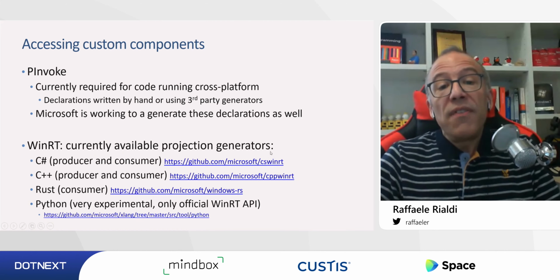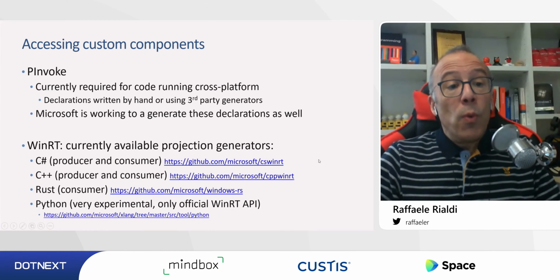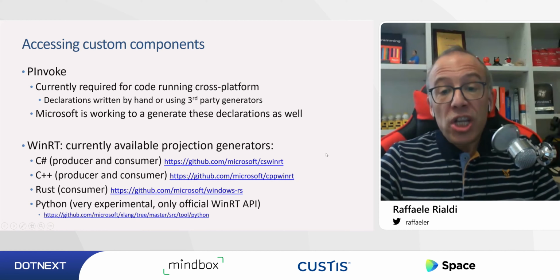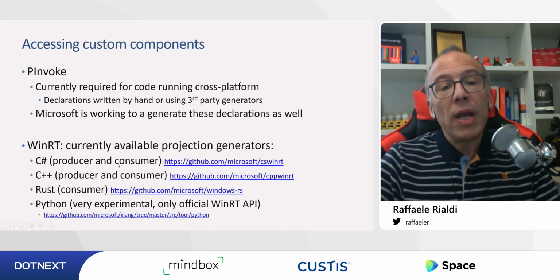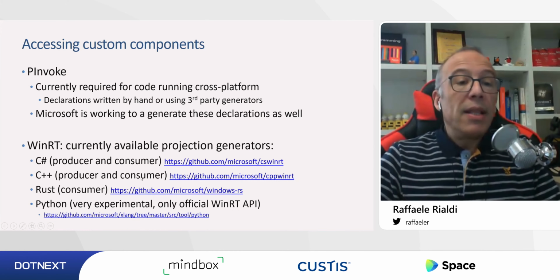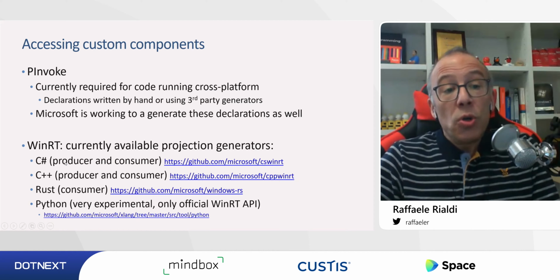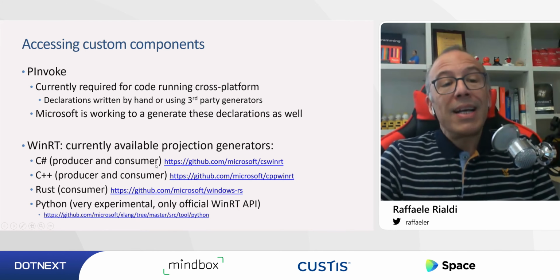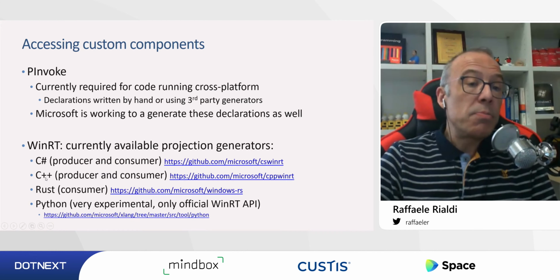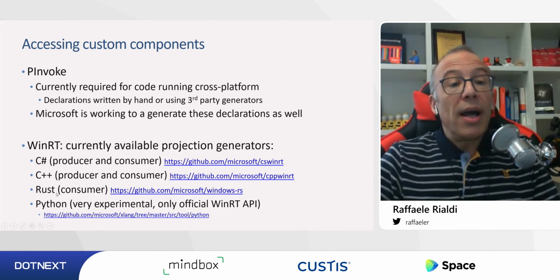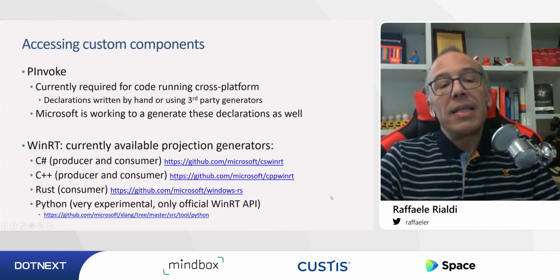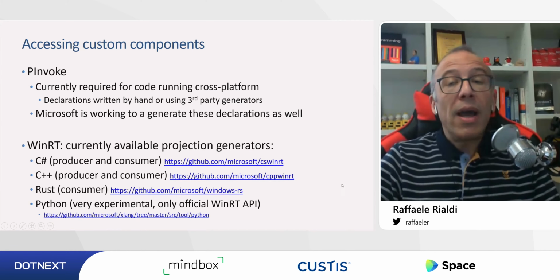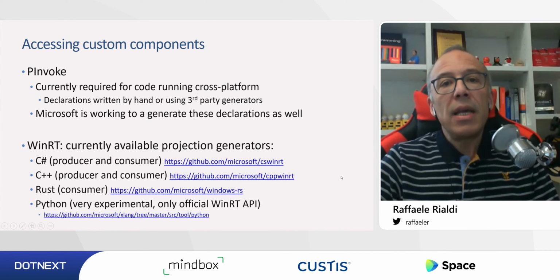So with WinRT, we have different projection generators. We can author a C# component and expose it as WinRT. And then we can also consume with C# a custom component made, for example, with C++. And then we also have Rust as a possible player, which currently is only implemented as a consumer. And also we have Python, which is in a very experimental state.